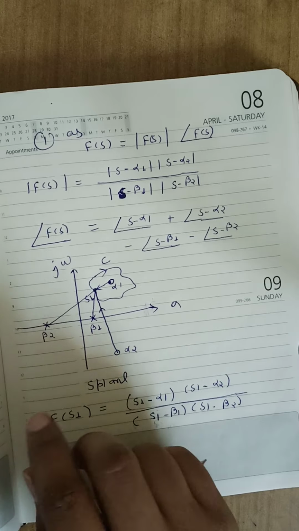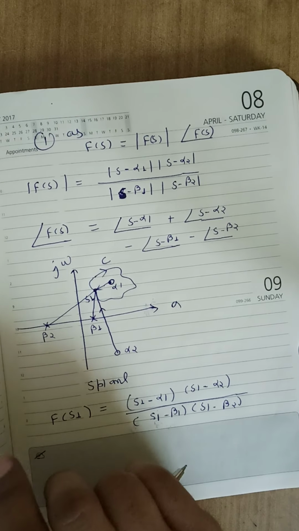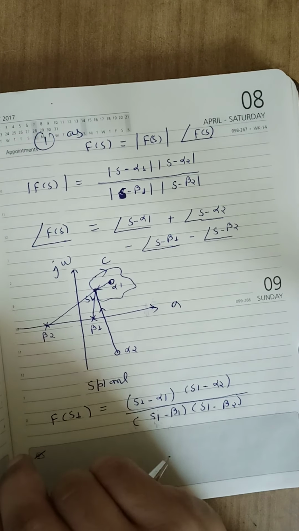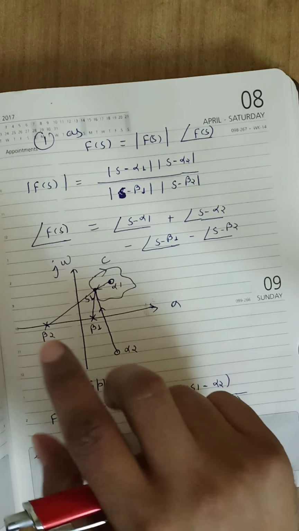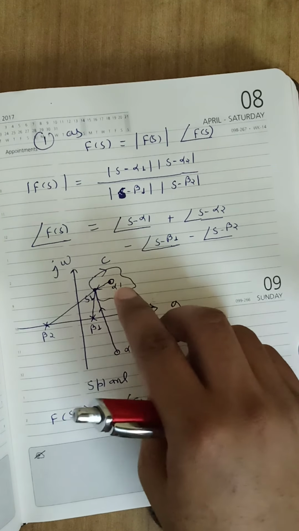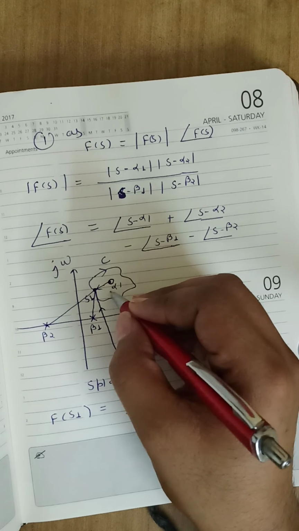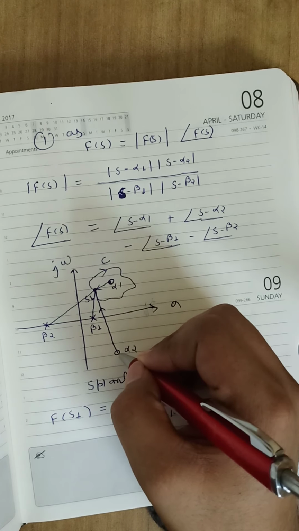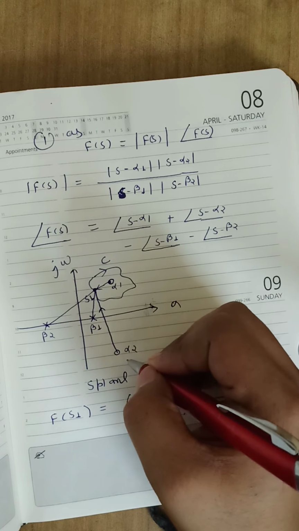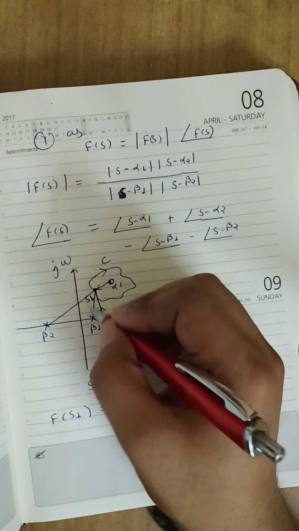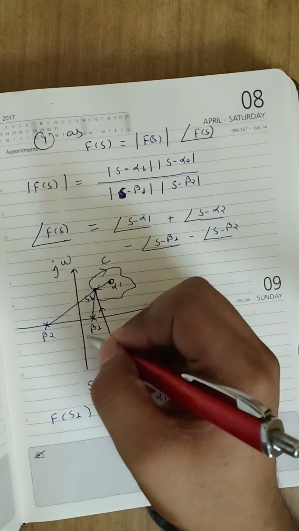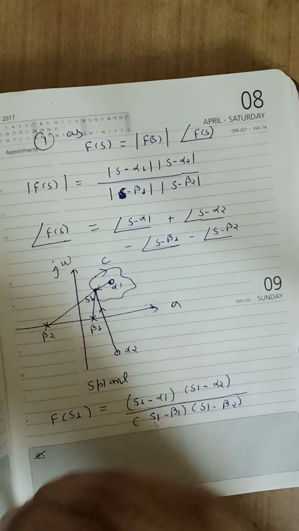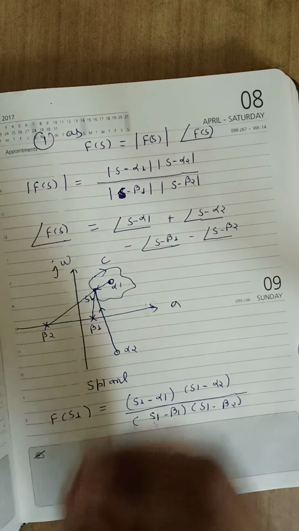So here, the lengths of the phasors define the magnitudes contributed by the factors. So the length of this will define the magnitude of S1 minus alpha 1. The length of this will define the magnitude of S1 minus alpha 2. Similarly, the length of this phasor will define the magnitude of S1 minus beta 1. Similarly, the length of this phasor will define the magnitude of S1 minus beta 2. This is my contour C.